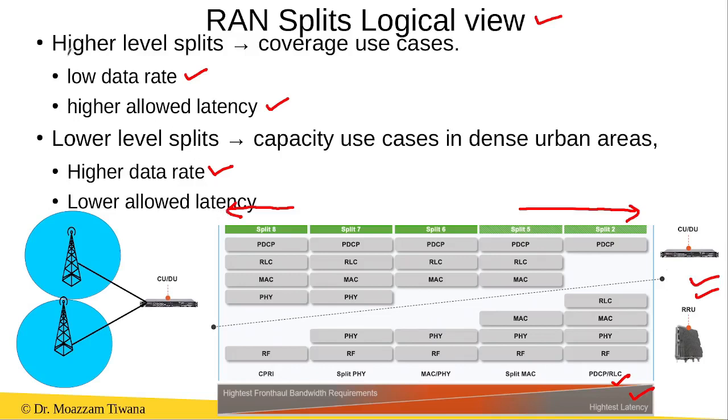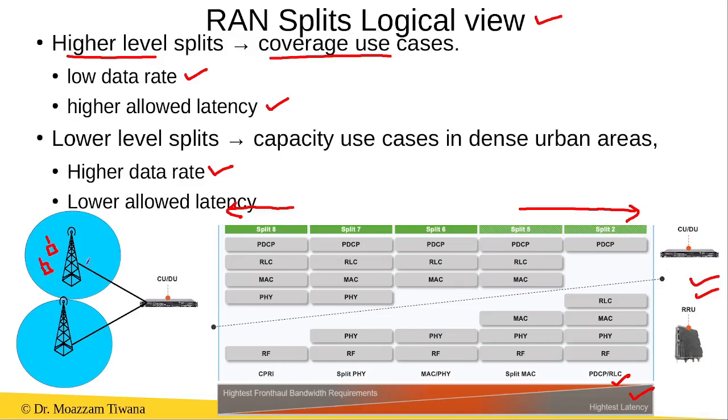Now these higher level splits are useful for the coverage use cases, because in the case of coverage use cases we have large cells in which we have a small number of users, and these users have low data rates, for example in the rural areas.